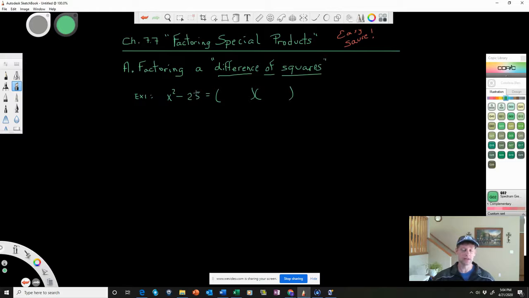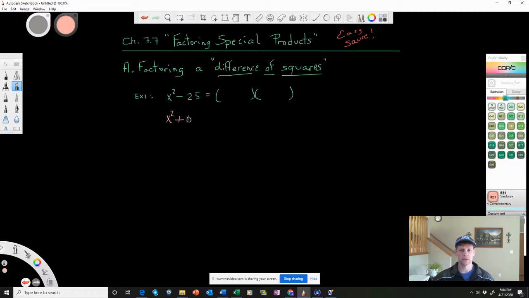A perfect square is a number that you can get by multiplying something by itself. Like 5 times 5 is 25, so 25 is a perfect square, and x times x is x squared, so x squared is a perfect square. When you have this pattern, it is very, very easy to factor. Let me just give you a short example of how it will be done.